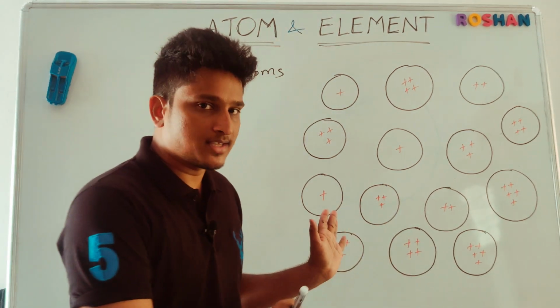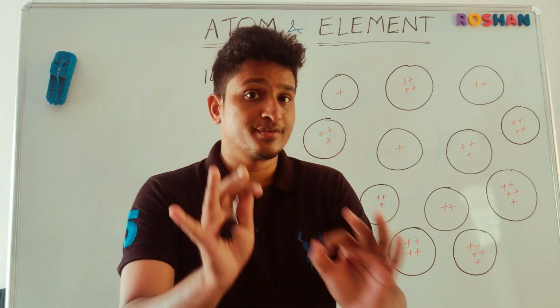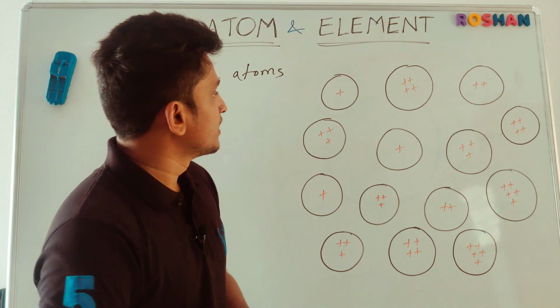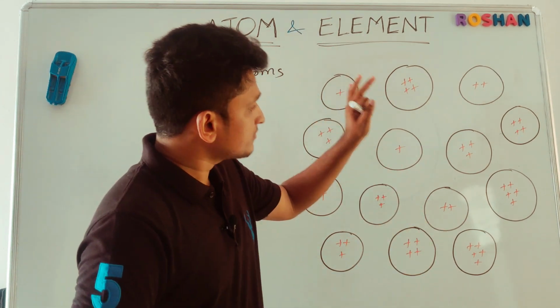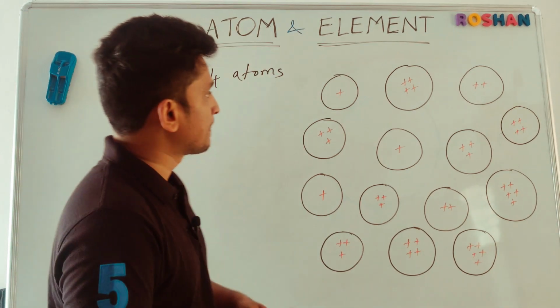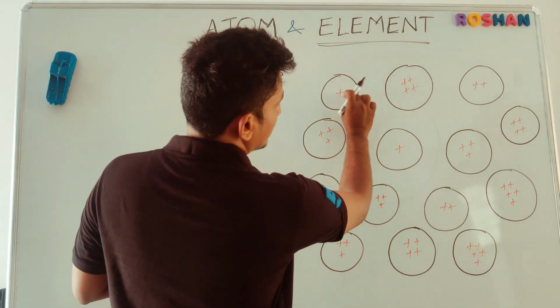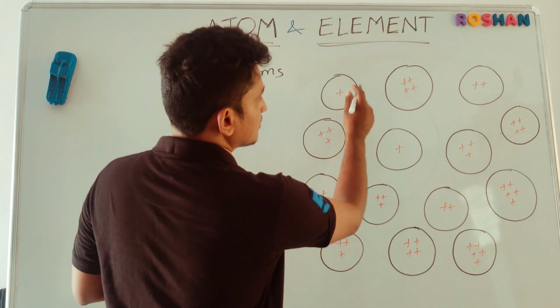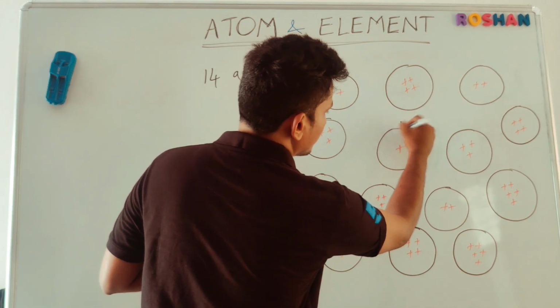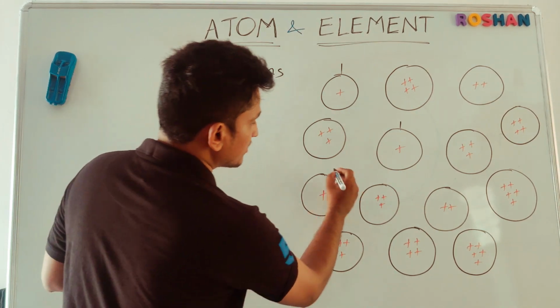Now answer, are all these 14 atoms the same or different? Obviously they are different, yes or no? Why? Because they have different numbers of protons, electrons and neutrons also, but mainly protons. So in these different 14 atoms, total how many types are there? Let's find out. Look at this atom. It contains how many protons? Only 1. Look at this atom. How many protons? Only 1. And look at this atom. How many protons? Only 1.